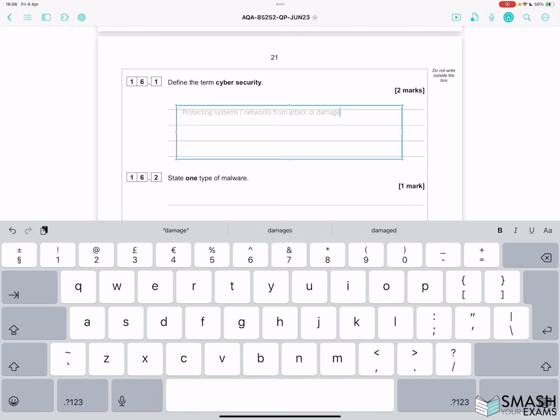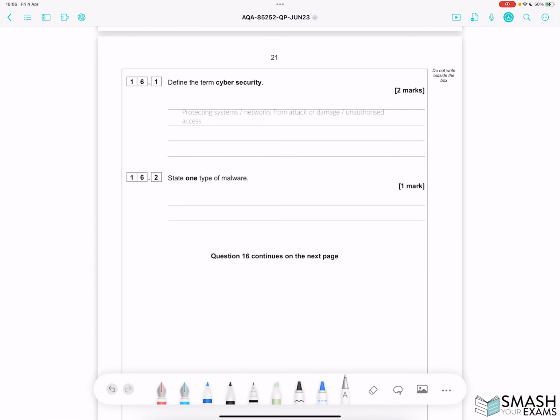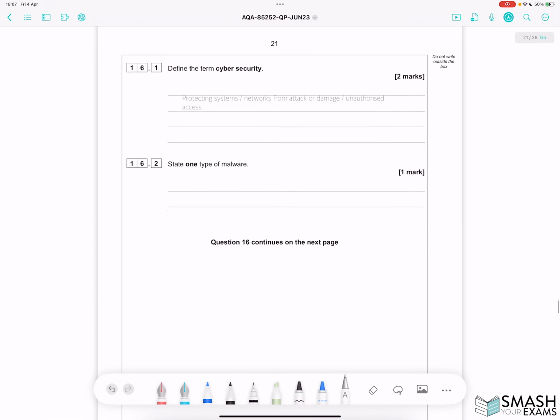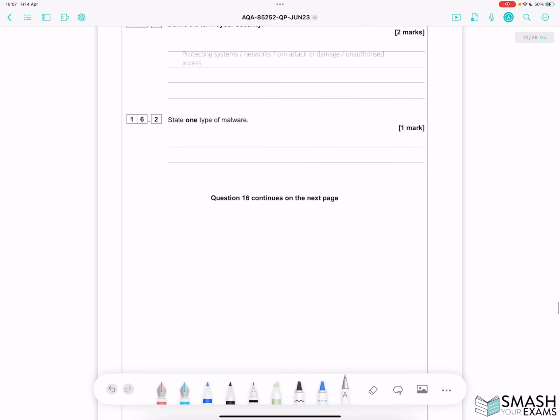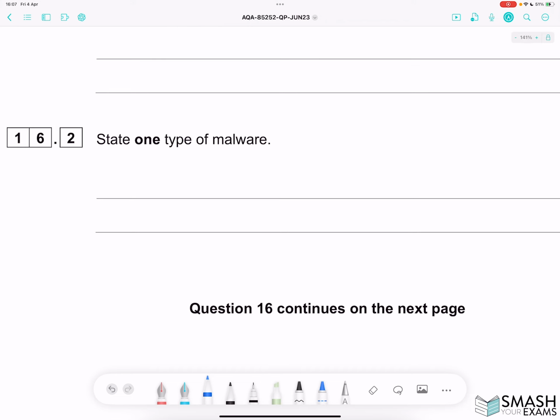And a nice phrase you could put in there is unauthorized access. That's always one of the key phrases we see time and time again, preventing unauthorized access. And one way to gain unauthorized access is malware, isn't it? So it's asking us to state one type of malware. Well, there's lots of different types of malware, malicious software. And one example, the most common one, no doubt, would be a virus.